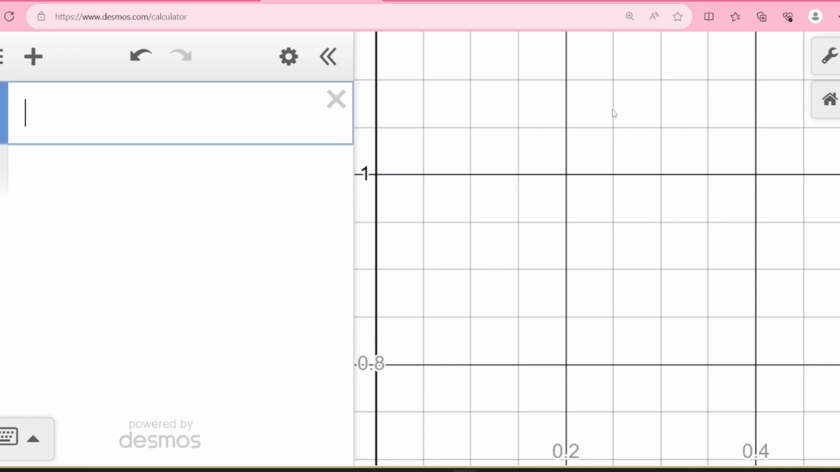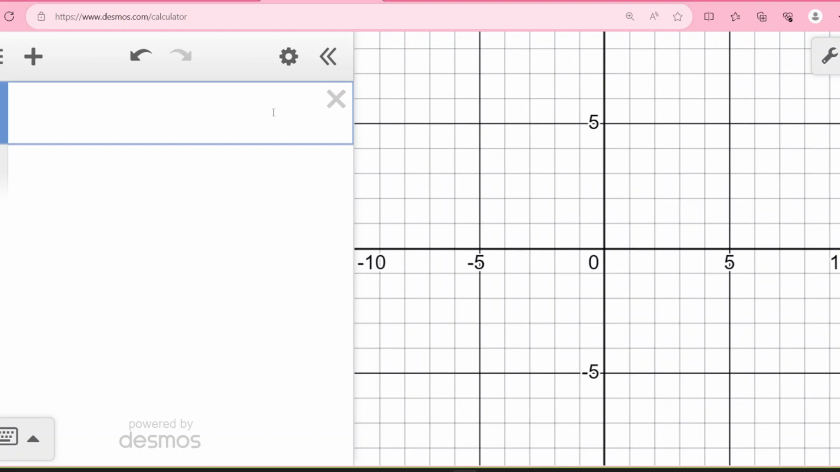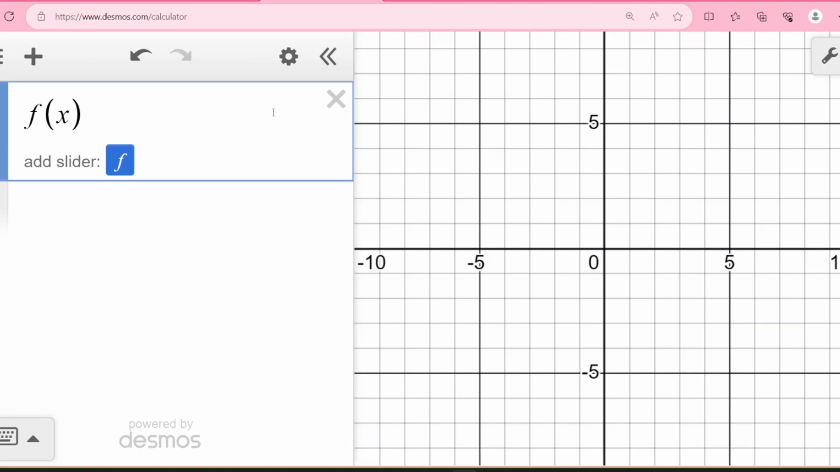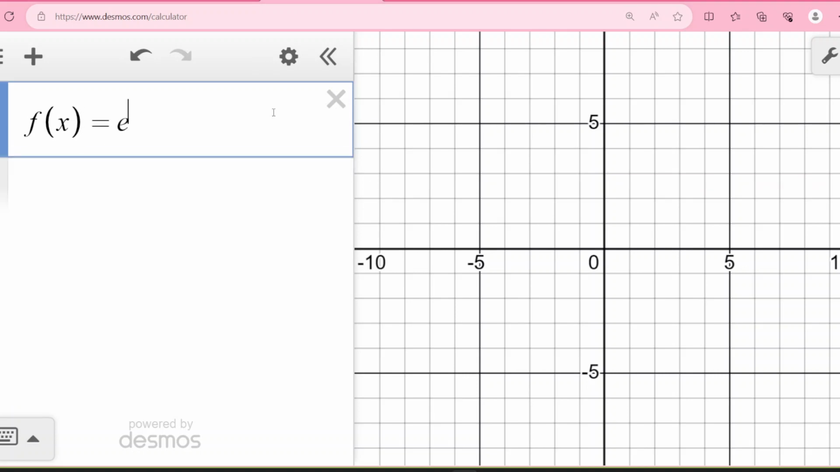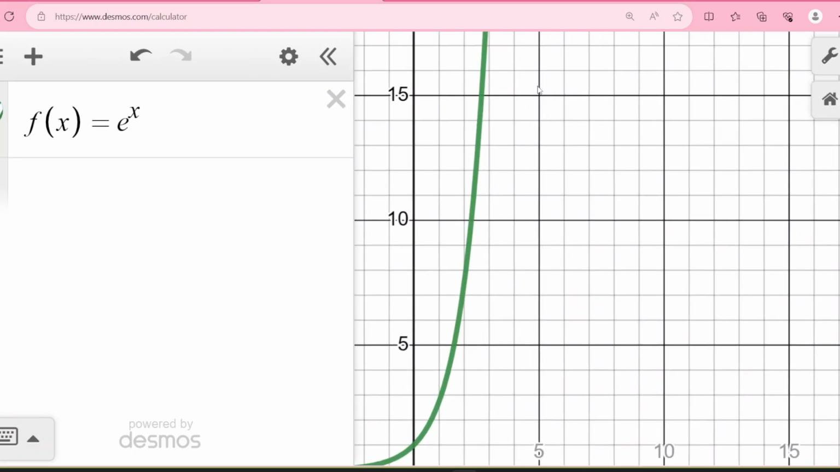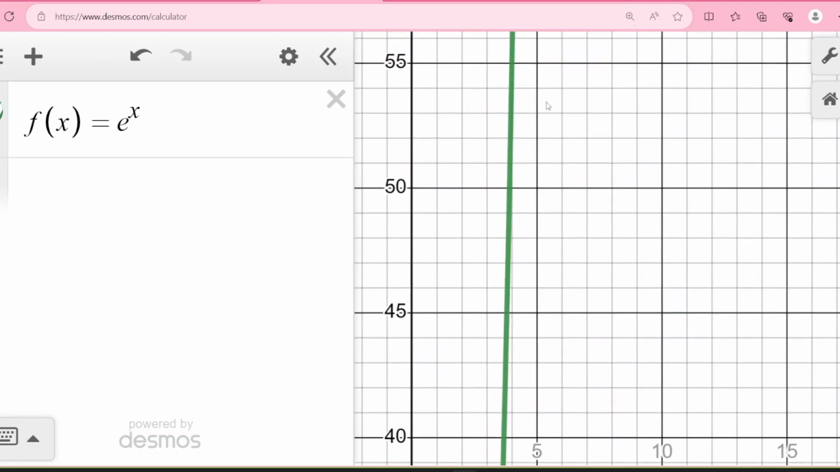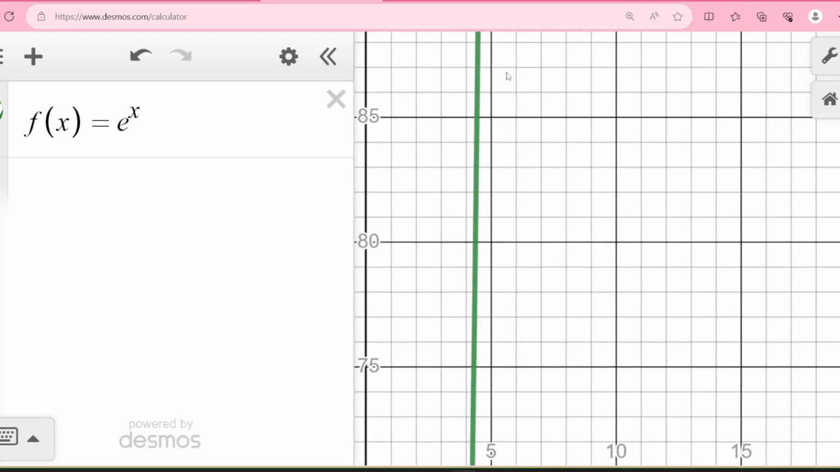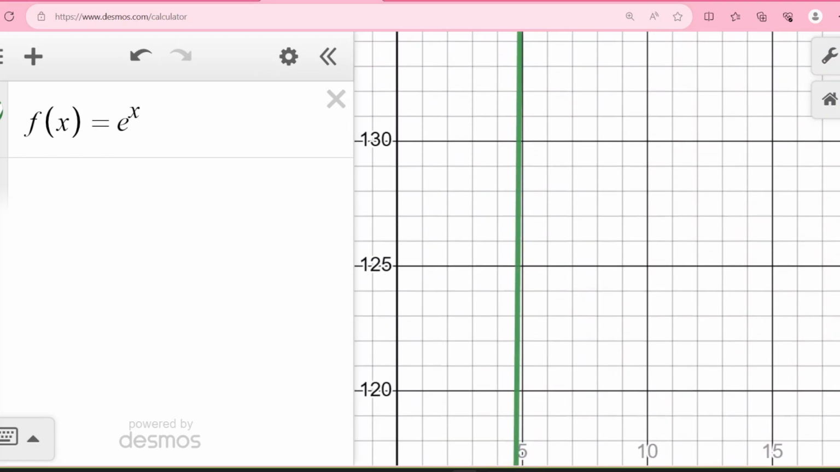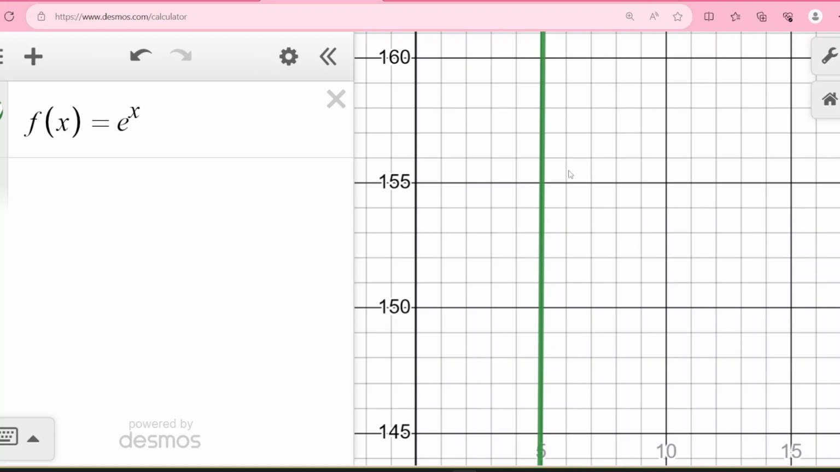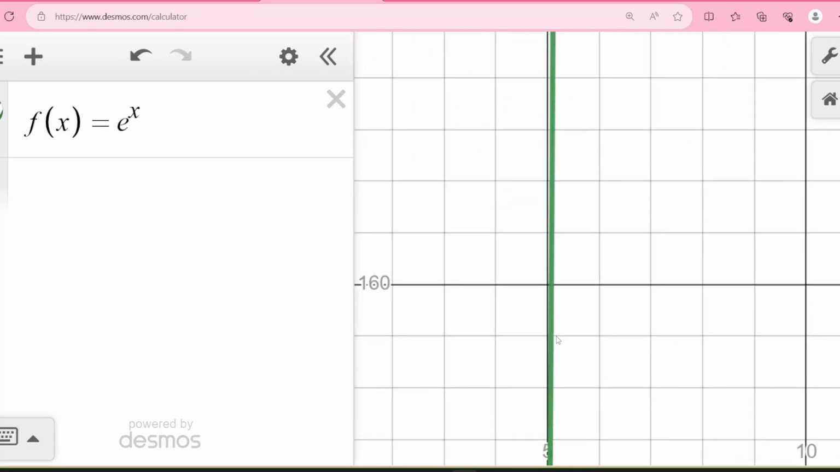So the function we were given was e to the x. So there's your graph, and I'm going to go near 5, way up here. Here's where the graph crosses 5. So near here, e to the fifth is actually a decent size, over 100 some.